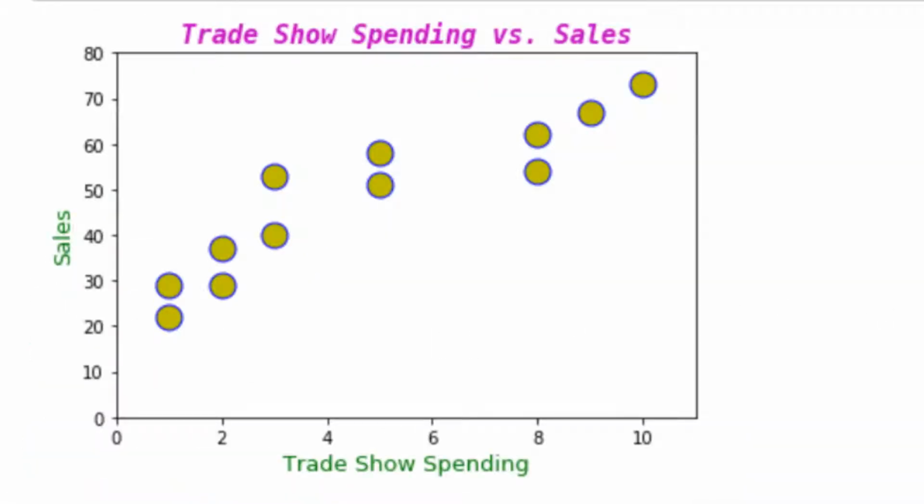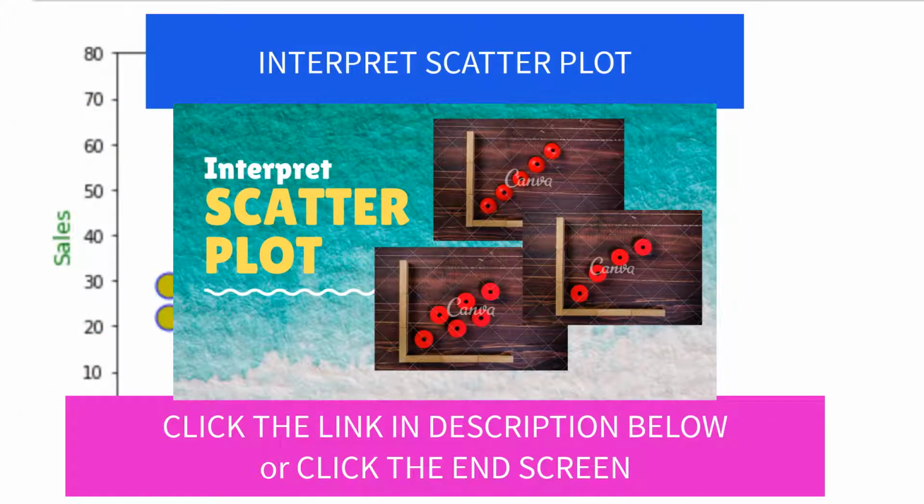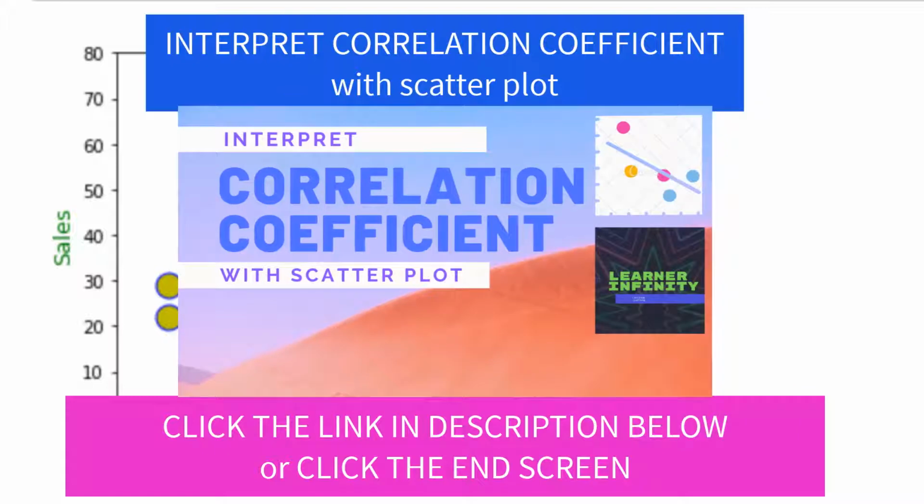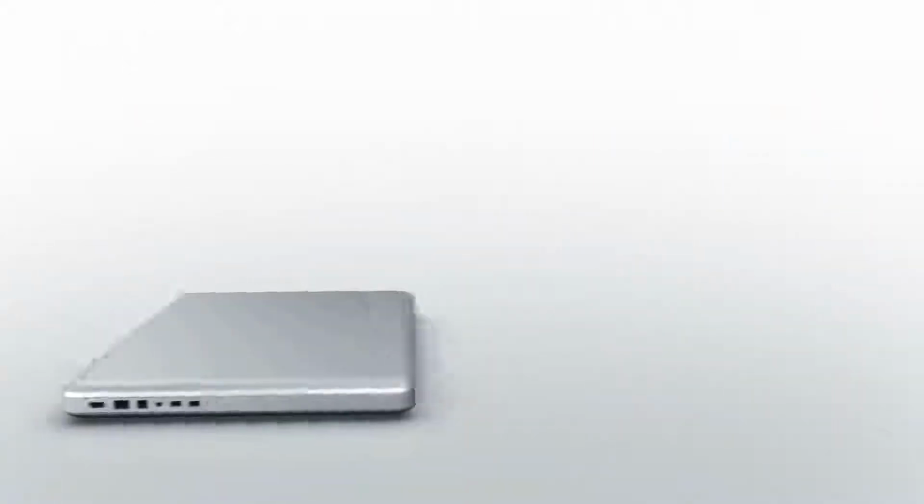To know about how to interpret a scatterplot, watch the video, interpret the scatterplot, and interpret the correlation coefficients. The links are in the description below or click the end screen after watching this video.